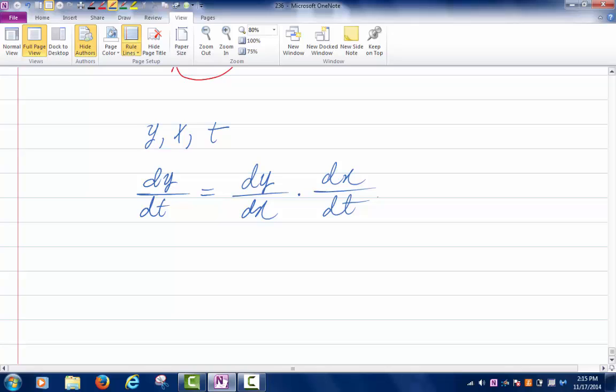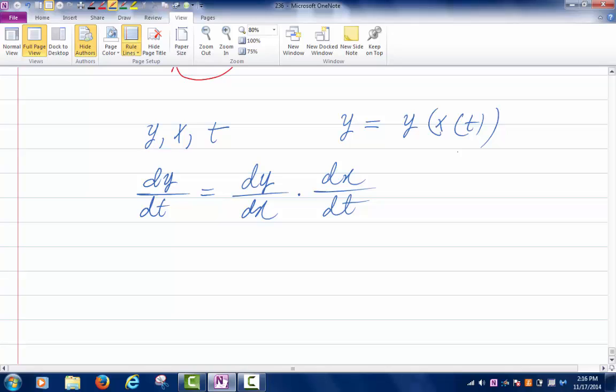Since y is a function of x and x is a function of t, I can view y as the composition of x and t. Y is a function of x, which is a function of t, so I can think of y as y of x of t. X is a function of t, and then y is a function of x. So I can think of y as the composition of two functions. Then the chain rule says dy/dt is dy/dx times dx/dt, okay?